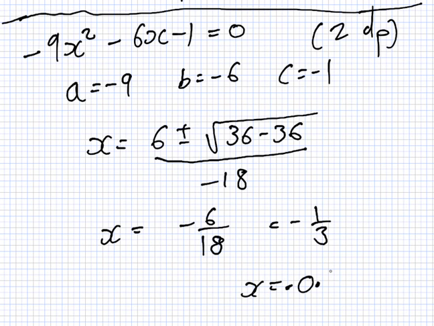Minus 0.33, is it? Did I do that right? Let's have a look. That's plus 36, not minus 7. There's no minus, it should be plus. B squared is 36, minus 4ac. No, I think the minus is right there. Yeah, the 4 is positive.